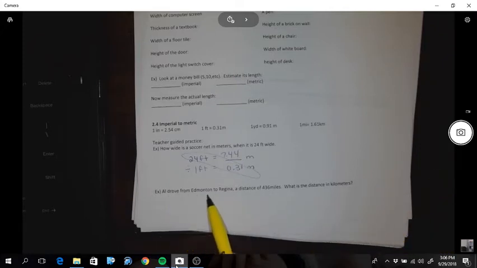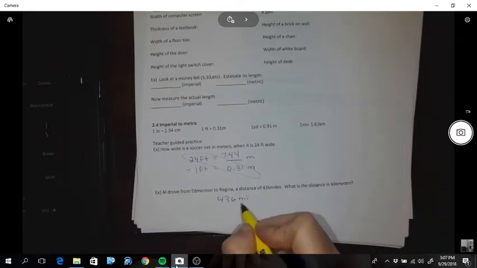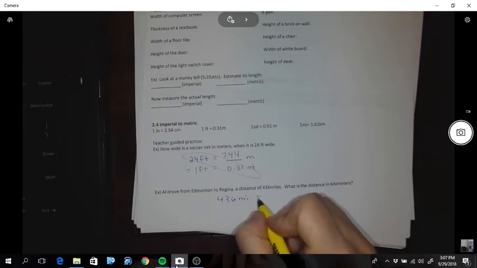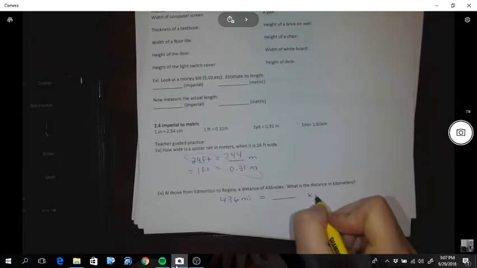Number 2, Al drove from Edmonton to Regina, a distance of 436 miles. What is the distance in kilometers? So again, this is what I have. Remember that mi should be used for miles because m is used for meters, so don't get those confused. 436 miles is how many kilometers?